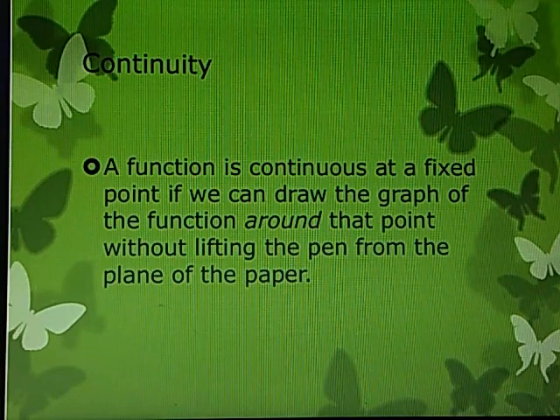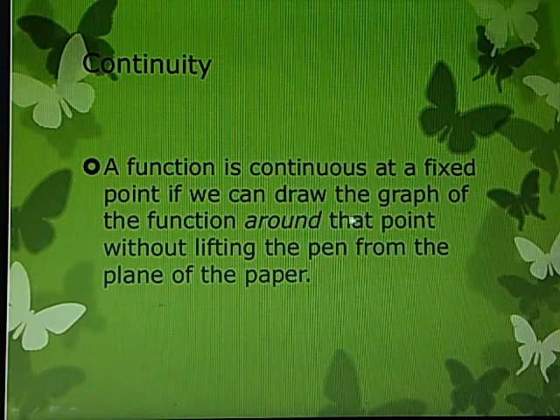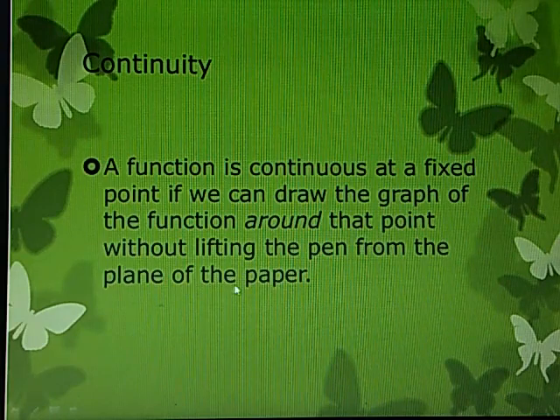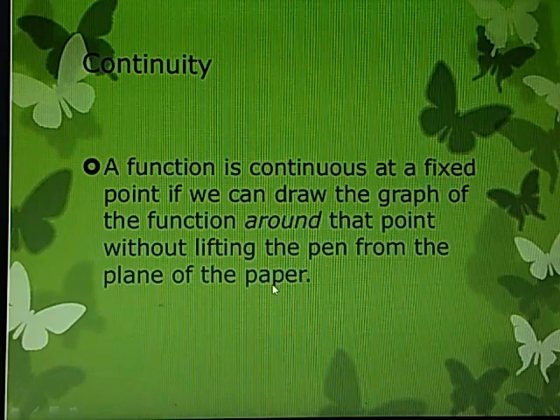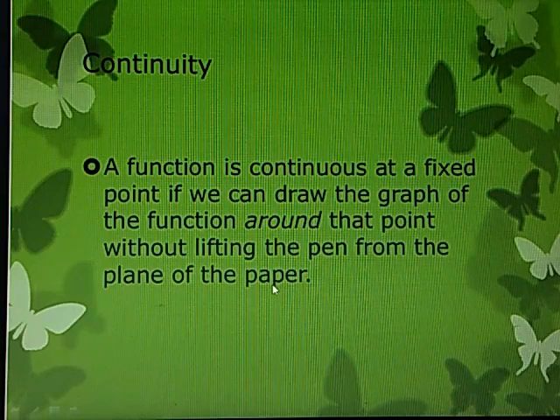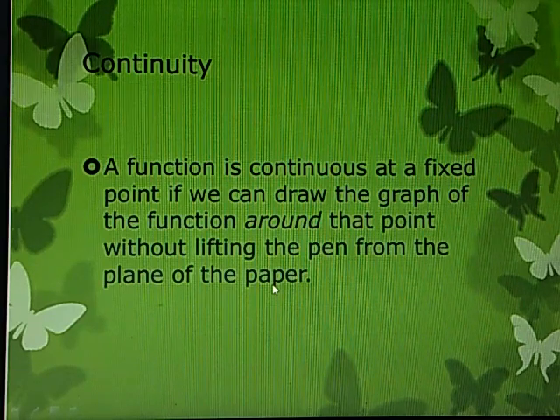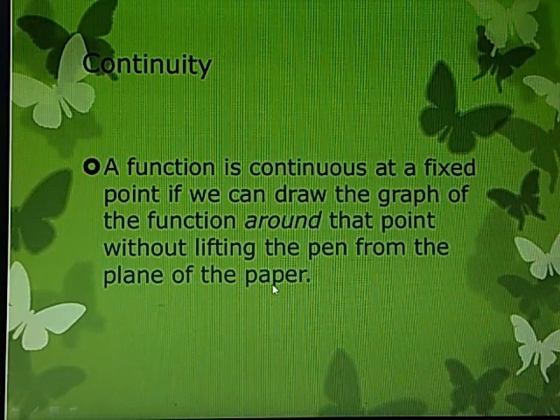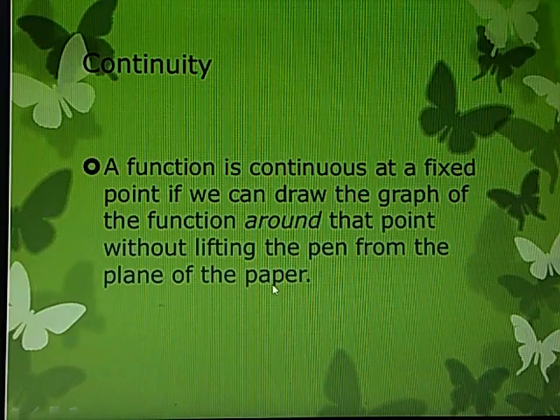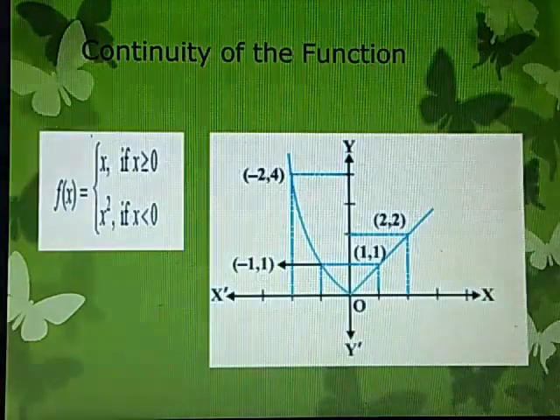It says a function is continuous at a point if we can draw the graph of the function around that point without lifting the pen from the plane of the paper. That means if the function has to be continuous, then when we plot its graph, it should not break. Okay, and when we are doing the graph, it should be done in one go. We don't need to lift our hand and move to another position to draw a certain part of the graph. In case it is continuous, then we will be able to draw it without lifting the pen from the plane of the paper.